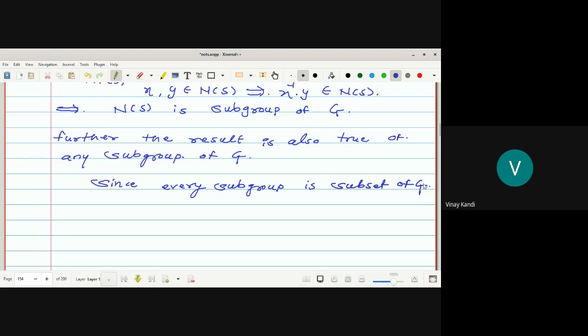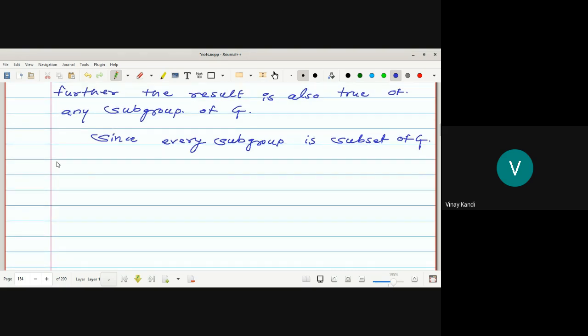Okay. Now the second one. Now we have to prove that N of H is the largest subgroup of G in which H is normal. To prove that, the second one: the normalizer of H is what? Is the largest subgroup of capital G in which capital H is normal.